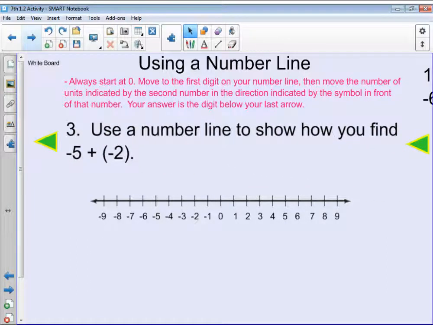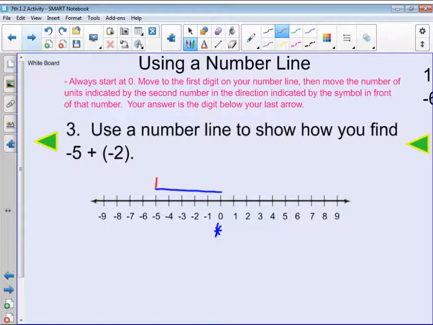Go ahead and try this one on your own. Go ahead and pause the video if you need extra time. Remember, when we solve these, we always start at 0. We'll go to our first number, which was -5. And now I'm going to move in the negative direction 2 places. So here, 1, 2 in the negative puts me at -7. So we get -7 for this problem.